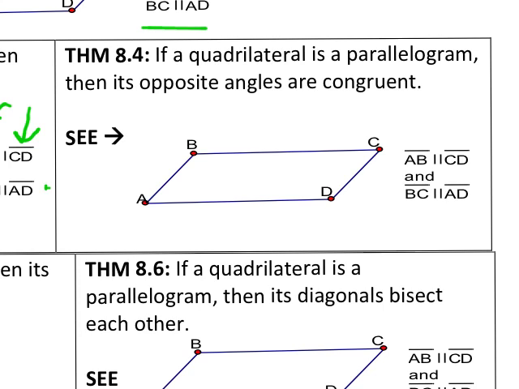Okay, Theorem 8.4. It only gets more fun as we go further down the page. If a quadrilateral is a parallelogram, then its opposite angles are congruent. So once again, if I've got a parallelogram, then opposite angles are congruent. So this angle is congruent to this angle, A is congruent to C, and B is congruent to D. Looking at that, you'd probably believe that.